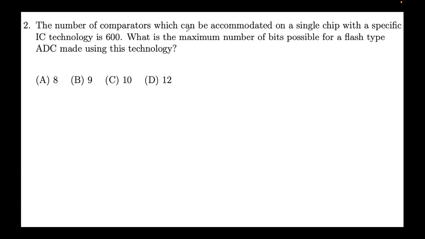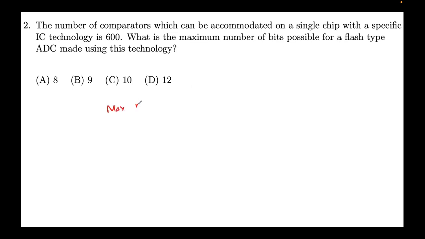Now, let's come back to the problem. The number of comparators that can be accommodated on a single chip with specific IC technology is 600. I told you, these comparators are again nothing but op-amps. And if you recall earlier, an op-amp is a special type of differential amplifier which uses MOSFETs or BJTs, whichever it is. We saw an example with BJT, but it can use MOSFET also. So what it means is that it actually takes some physical space on your integrated chip. Right, so it says that the maximum comparators can be 600.